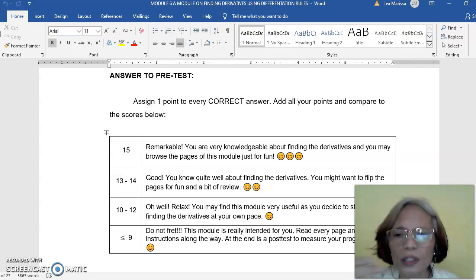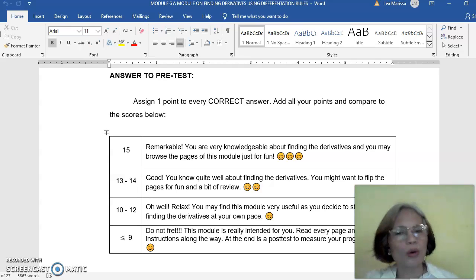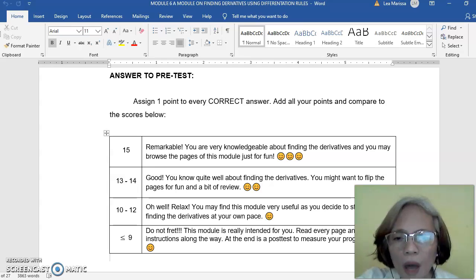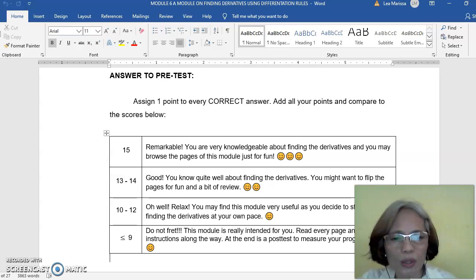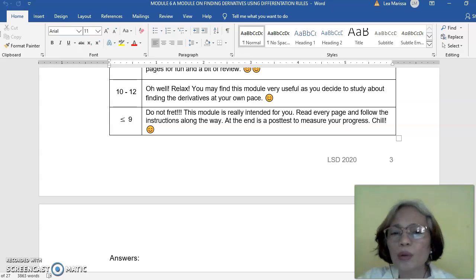If the learner got 15 correct answers, so all correct, I commented here, remarkable. You are very knowledgeable about finding the derivatives, and you may browse the pages of this module just for fun. For 13 to 14, good, you know quite well about finding the derivatives. You might want to flip the pages for a bit of review. If the score is 10 to 12, oh well, relax. You may find this module very useful as you decide to study finding the derivatives at your own pace.